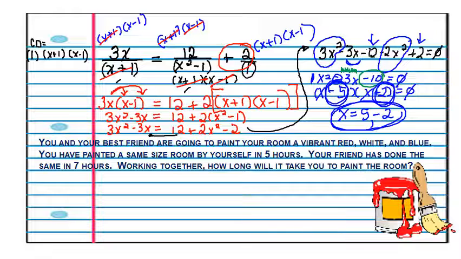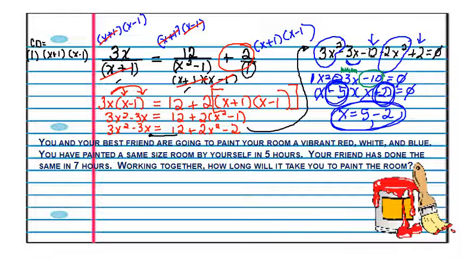So why do we do this? We do this so we can do fun with little word problems. One of the most favorite ones happens to be a work rate word problem. When two people have to work together. So you and your best friend are going to paint your room a vibrant red, white, blue. You've painted the same room by yourself in 5 hours. Your friend has done it in 7 hours. Working together, how long will it take you to paint the room?